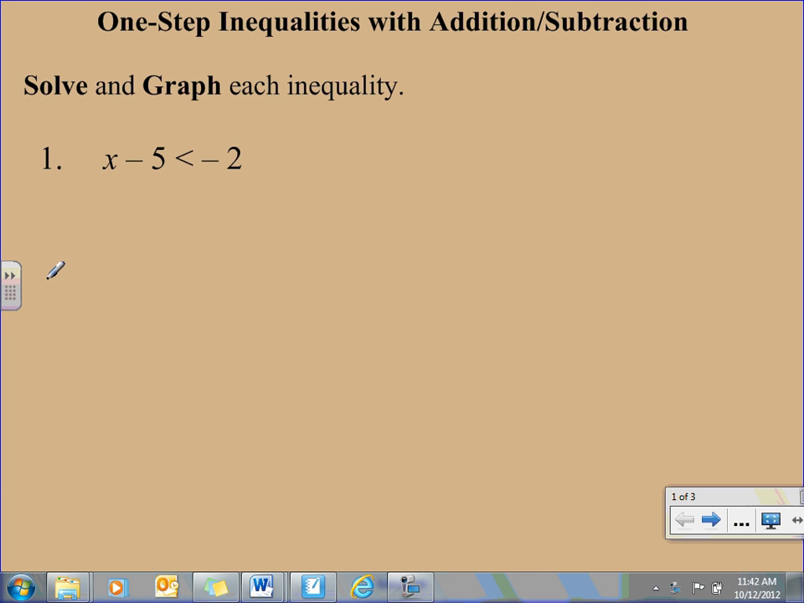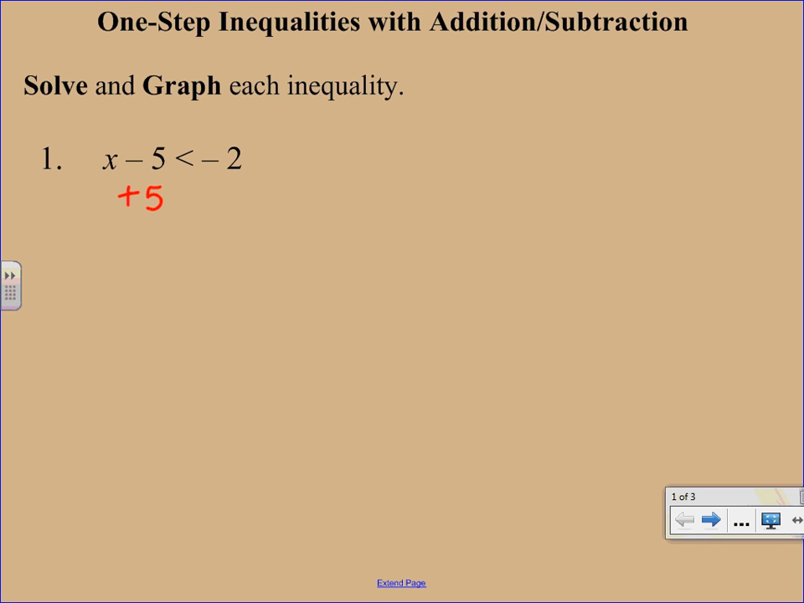So number one, it says x minus 5, so we're going to do plus 5 to each side. Still show that work. Bring down your x, bring down your less than symbol this time, and then negative 2 plus 5 is 3. Now to graph it, you just make a number line. Put a 3 in the middle. We're going to use an open circle and shade to the left.